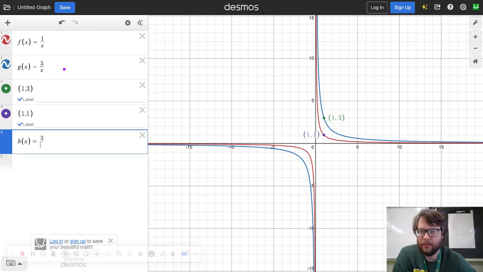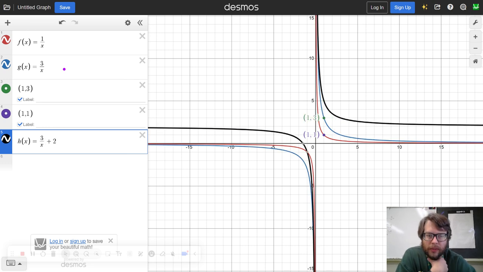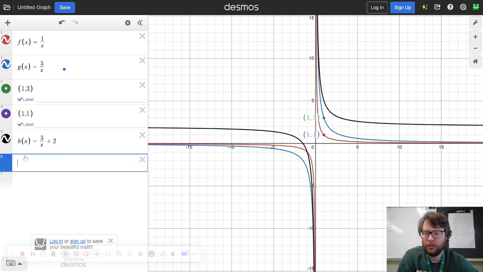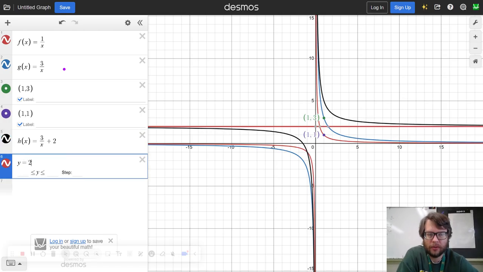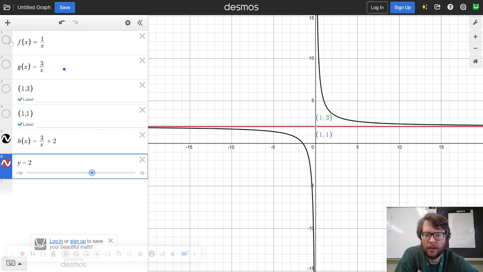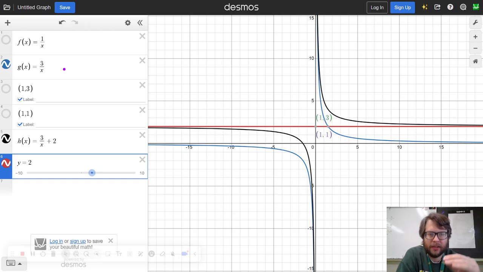We can do more complicated things. We could do 3 divided by x plus 2. Now look at what happened. Instead of the horizontal asymptote being y equals 0, now the horizontal asymptote is y equals 2. I'm going to turn off some of this stuff so it's not so cluttered. Do you see how my blue graph and my black graph are the same shape? My black graph is just slid 3 boxes up.